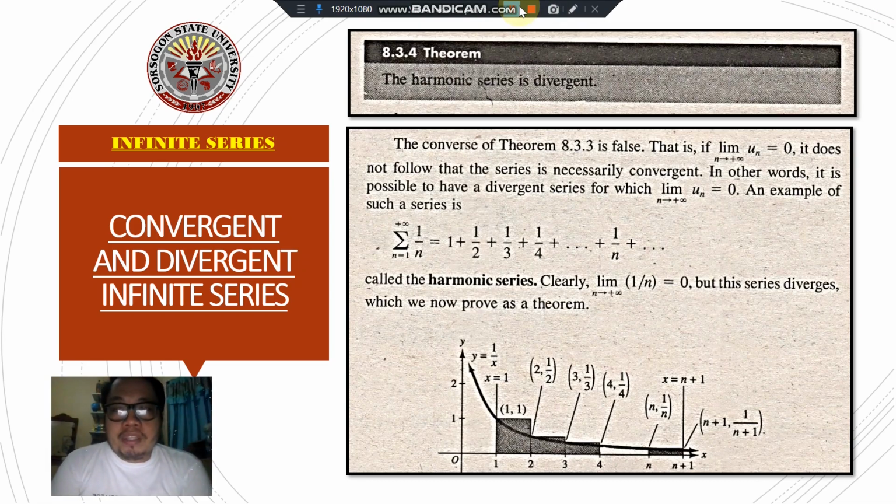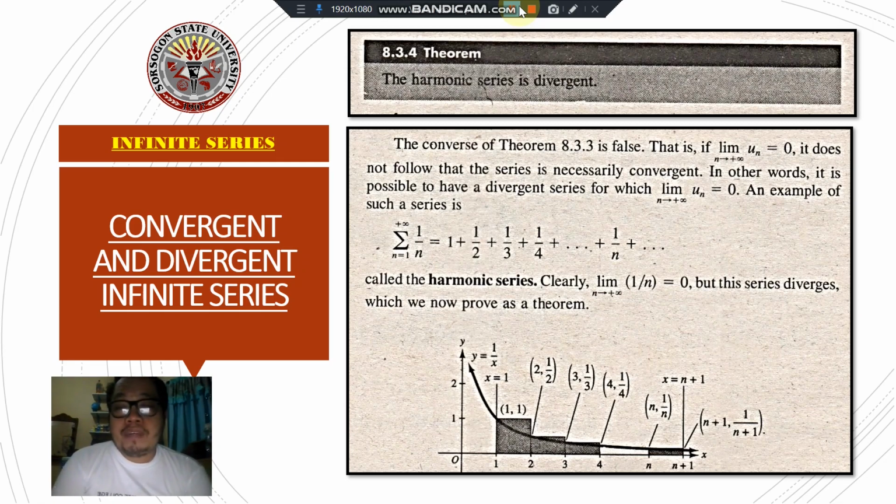Okay, so we have here another theorem which states that the harmonic series is divergent. So the converse of theorem 8.3.3, which was shown a while ago, is false. That is, if the limit of u sub n as n approaches positive infinity is equal to 0, it does not follow that the series is necessarily convergent. So in other words, it is possible to have a divergent series for which the limit of u sub n, as n approaches positive infinity, is equal to 0.